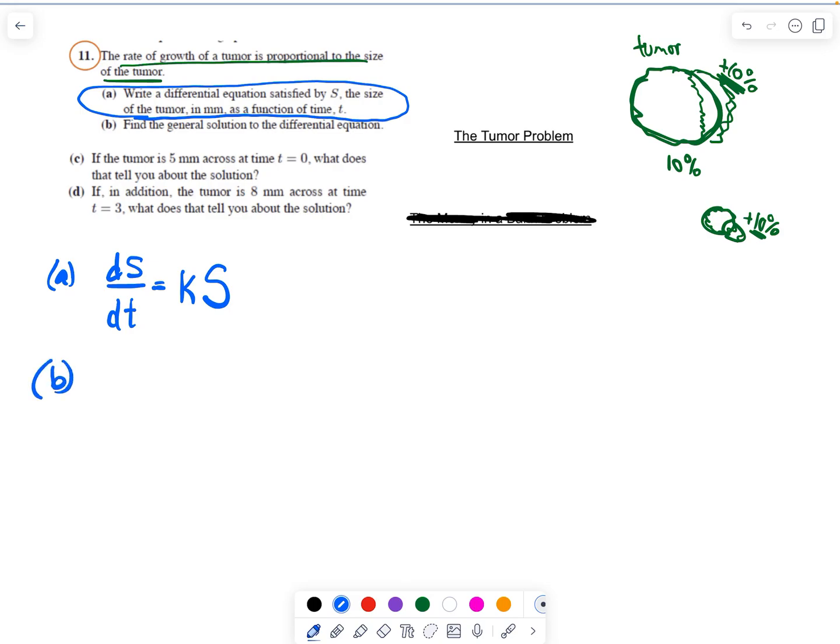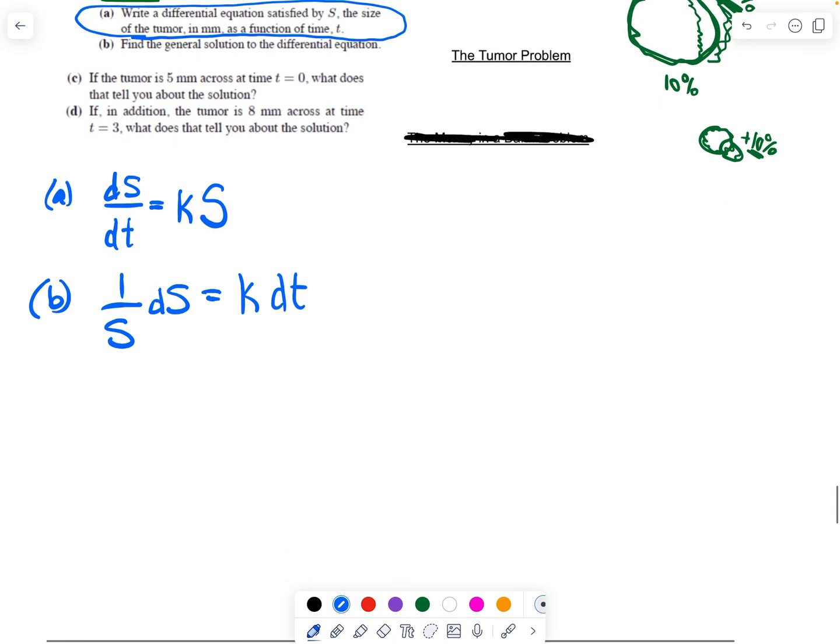Part B, find the general solution. This one is nice to do because this is a separable differential equation. You should know the drill by now. You separate the variables into big S's and T's. You integrate on both sides. This is nice. There are not many U subs to contend with. We get the natural log of S equals KT plus some constant.